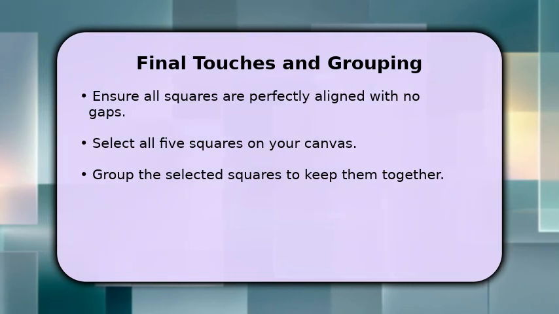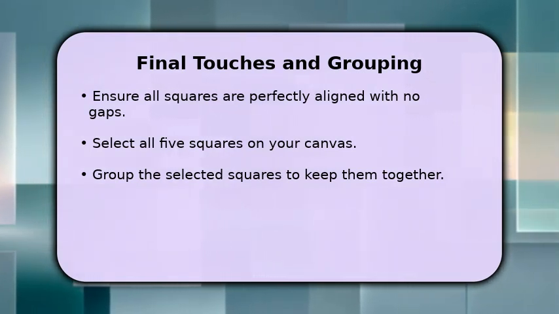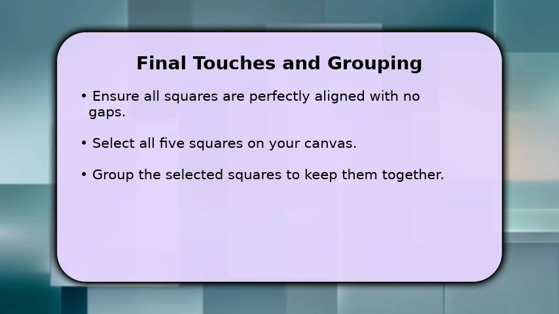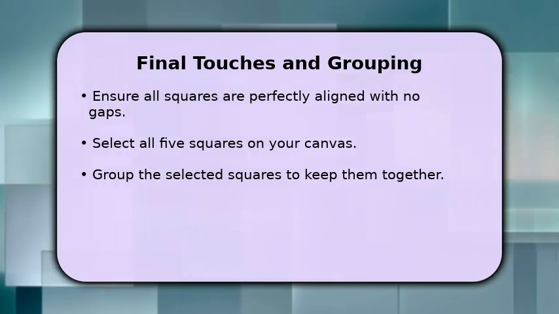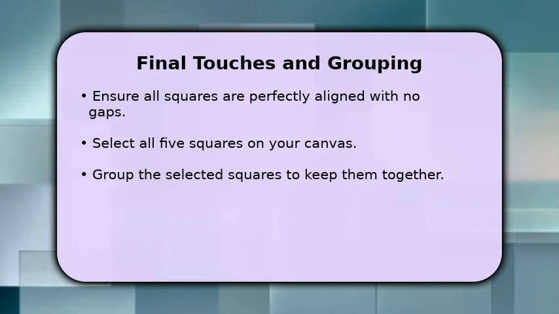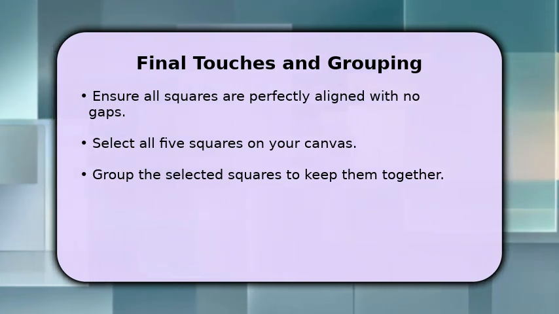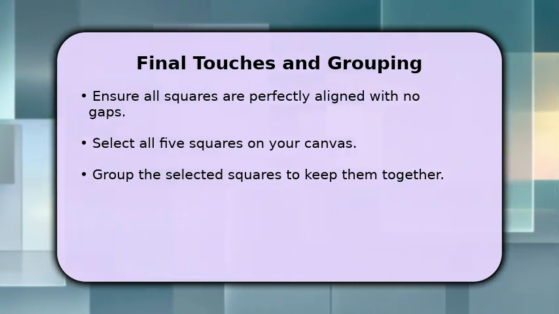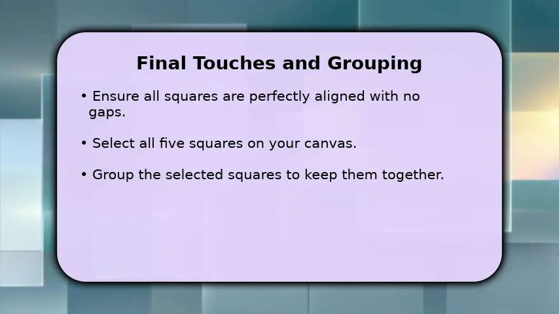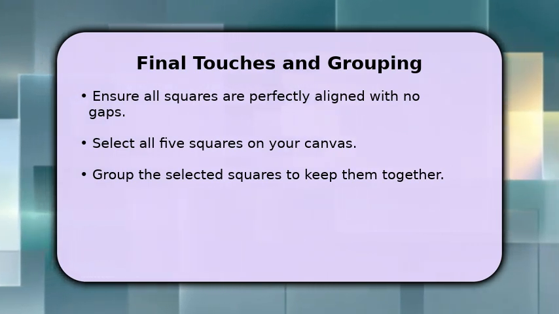For our final steps, we'll refine the logo and group its components. Double-check that all 5 squares are perfectly aligned, with no unwanted spaces between them. Once you're satisfied with the alignment, select all 5 squares. You can do this by dragging a selection box around them or by holding Shift and clicking each one.